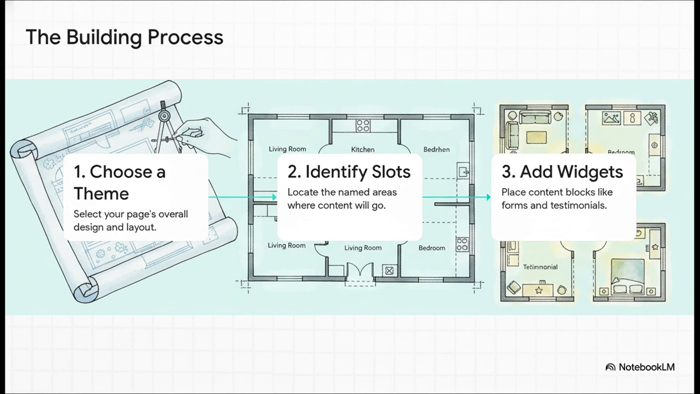So let's put it all together. The whole process is really just three simple steps. One, you choose your blueprint, which is your theme. Two, you identify your rooms. Those are the slots. And three, you furnish those rooms with content, your widgets. That's it. That's the whole idea behind this page builder.